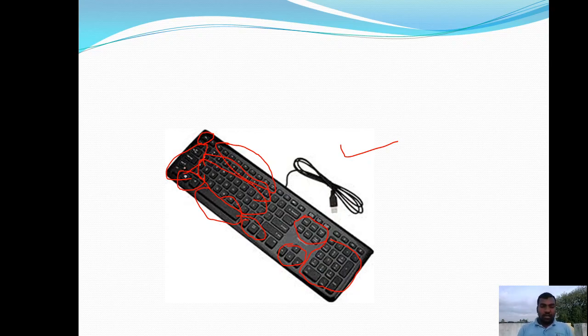And this is a USB type keyboard. Here we can see the USB. Okay, and PS/2 keyboards are also available. The PS/2 keyboard's end point is something like a circle with some pins. In total, 5 pins are there in the PS/2 port type of keyboard. So these are the old type of keyboards.